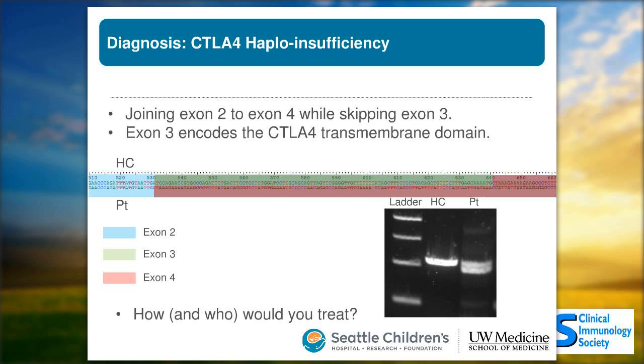So I see that question on the left. This variant was not described. We couldn't find it in any database. It's not in the ExAC browser or EVS, the Exome Variant Server. So that was never described before.